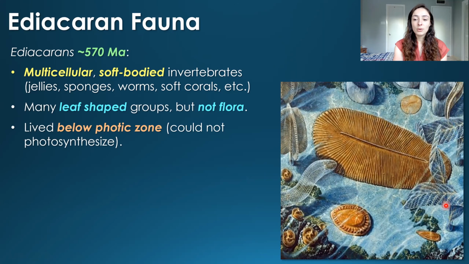Then there's like leaf-like organisms or sea pen-like organisms over here. But all of these were not flora. Even though they looked a little bit like leaves, they were below the photic zone where they lived, and they couldn't photosynthesize below the photic zone. So they were clearly fauna. That's why we call it Ediacaran fauna.